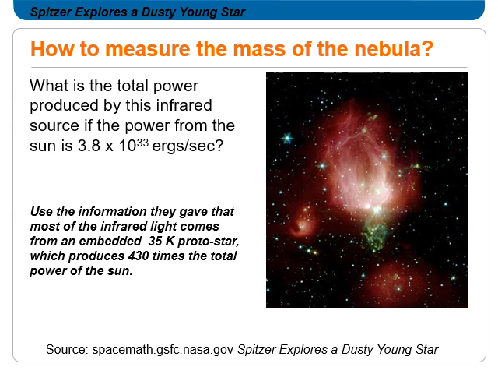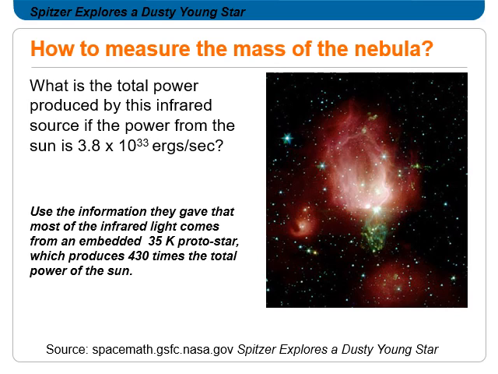Previously, we've used the power of the sun quoted in watts, and that the solar luminosity is 3.826 times 10 to the 26 watts. This is equivalent to 3.826 times 10 to the 33 ergs per second. What is the total power produced by this infrared source if the power of the sun is 3.8 times 10 to the 33 ergs per second?